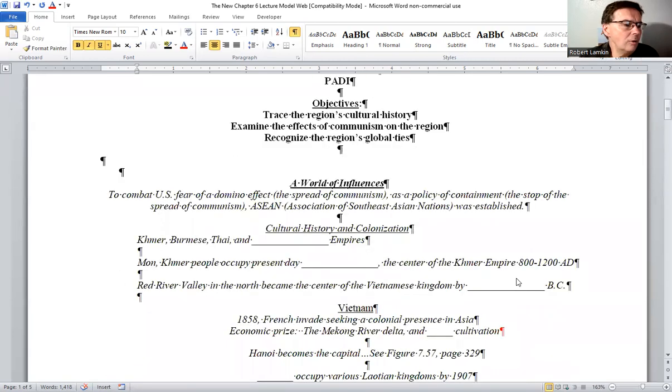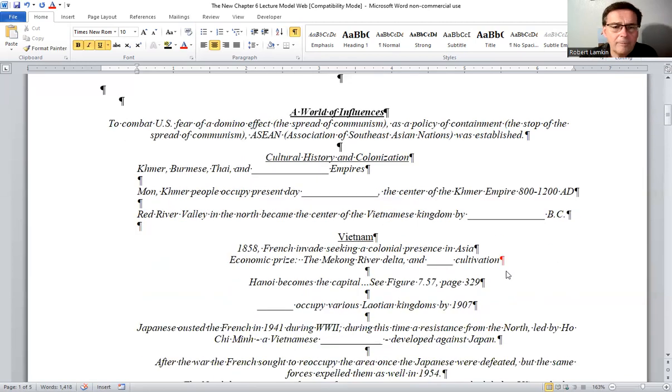So where do we want to go this chapter? Well, I want to trace the region's cultural history, as we always do, examine the effects of communism on the region, and recognize the region's global ties. So just setting up this first section here, I want to say that Southeast Asia and the Pacific lie along a transition of environments and peoples. And again, you'd have your map open to page 275.